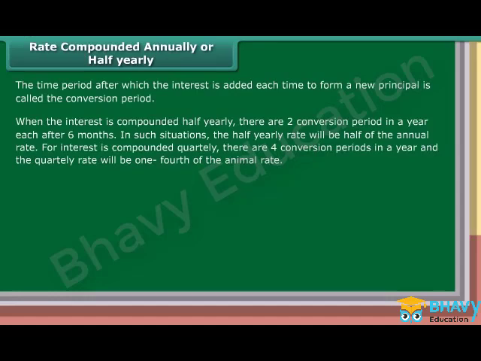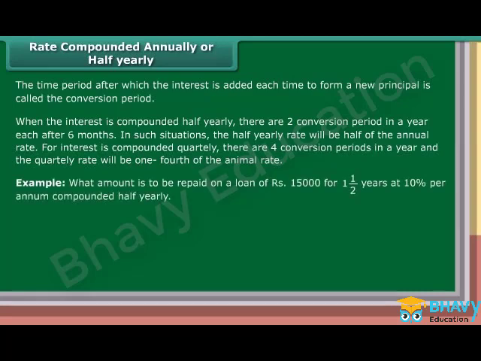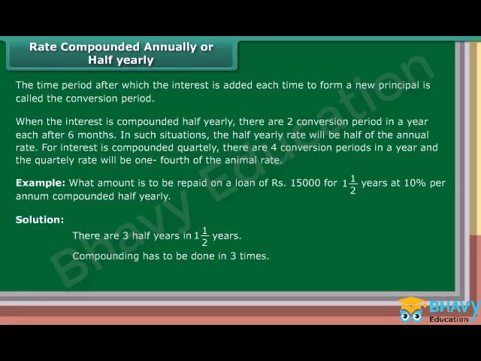Example: what amount is to be repaid on a loan of rupees 15,000 in 1.5 years at 10% per annum compounded half-yearly? Solution: there are 3 half-years in 1.5 years. Compounding has to be done 3 times. Rate of interest is equal to half of 10%, which is equal to 5% half-yearly.